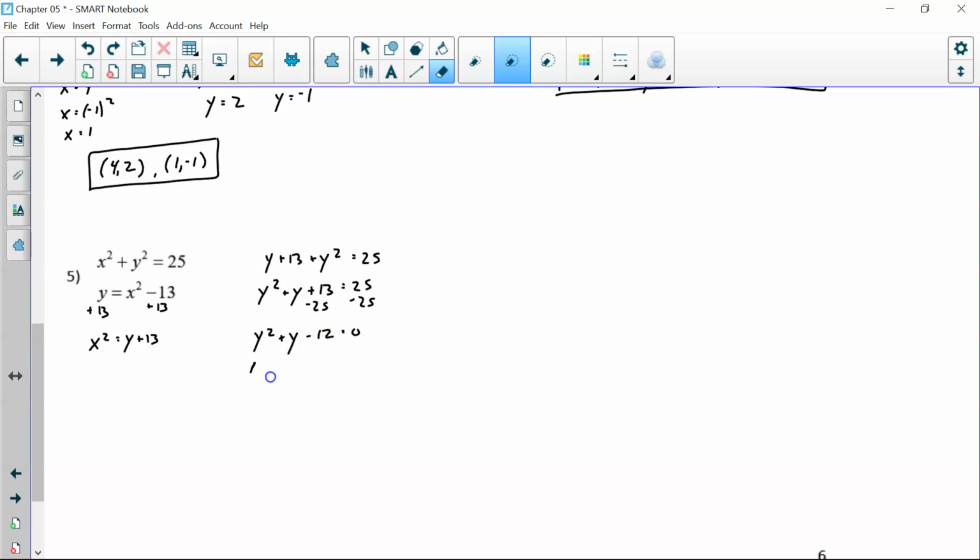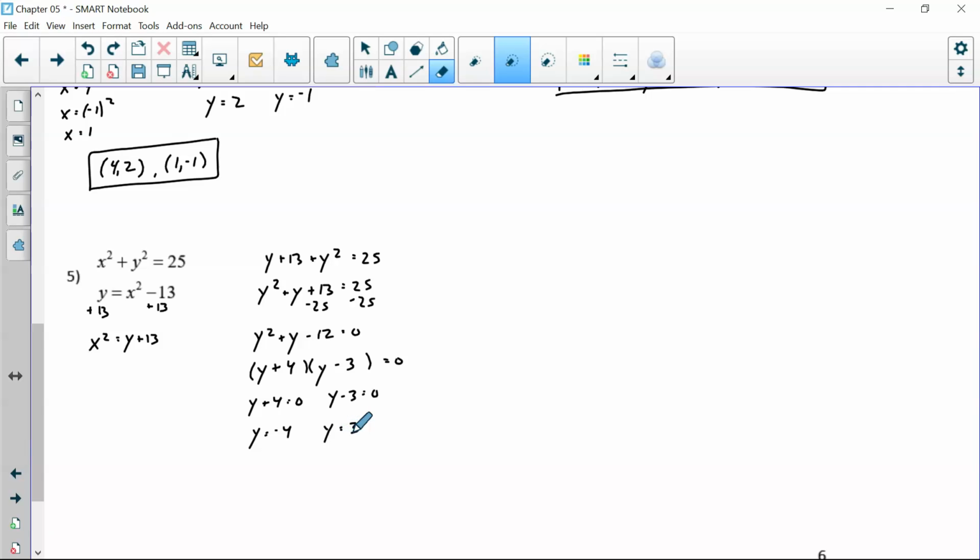And we can factor this. So what we get is y and y. To multiply to -12 and add to 1, it's going to be plus 4 and a minus 3. So set each factor equals 0. Y plus 4 equals 0. And y minus 3 equals 0. So y equals -4 and y equals positive 3.